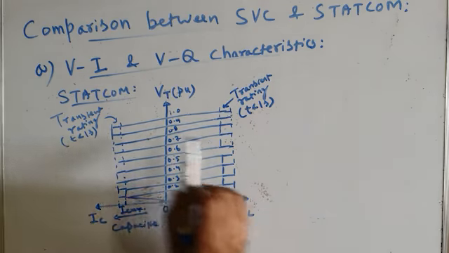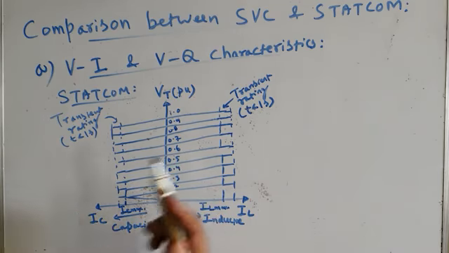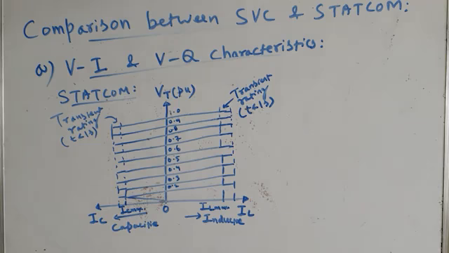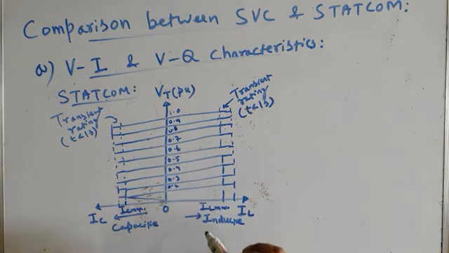Now, these VI characteristics of STATCOM we have already studied in one of the earlier classes, probably last lecture, and I have told you that the main characteristic of a STATCOM is that it draws current, which may be inductive current or capacitive current, depending upon whether it is operating in the inductive region as an inductor or in the capacitive region as a capacitor. That means whether it is absorbing reactive power or generating reactive power, the current is independent of the voltage.